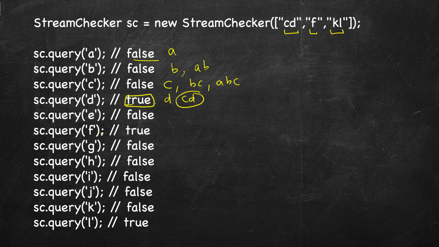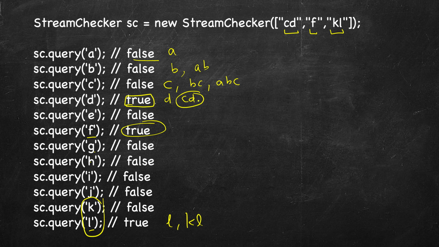Next, E is not there, DE is not there, CDE is not there. Similarly, none of its prefixes including this are there, so it's false. Now F is itself there, so no need to check further. As soon as we get the end of a word in the storage, we return true. Then G is not there, neither FG, none of these are there. Similarly, you cannot find H, GH, FGH, EFGH, any of these. I is also not there, and any word formed by one of its prefixes is also not there. Next, L. L is not there, but KL is there. So we return true, no need to check further.